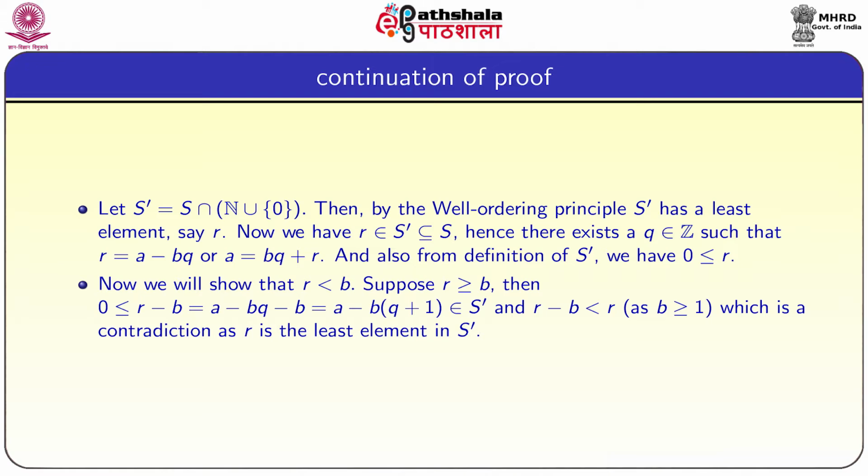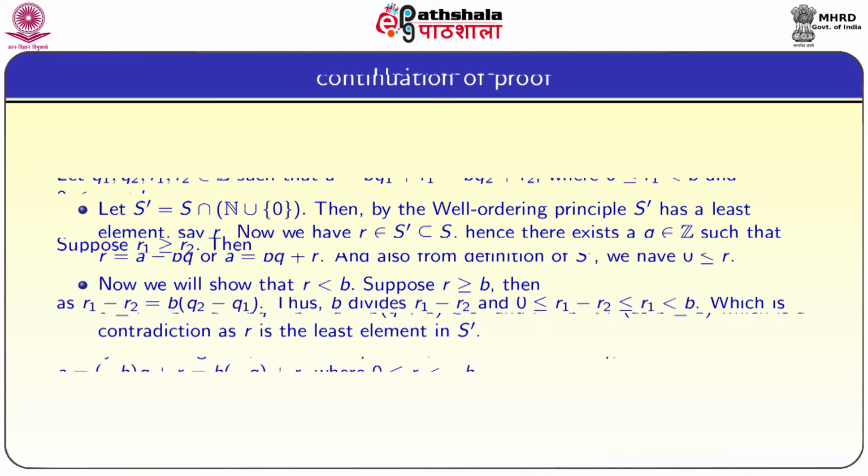Suppose r is greater than or equal to b, that means we are assuming the contrary. Then 0 is less than or equal to r minus b, which is equal to a minus b into q plus 1, that also belongs to S dash, since this is greater than or equal to 0. So, we have r minus b is less than r, because b is greater than or equal to 1. So, r minus b is strictly less than r, which is a contradiction, as r is the least element in S dash. So, r less than b is wrong.